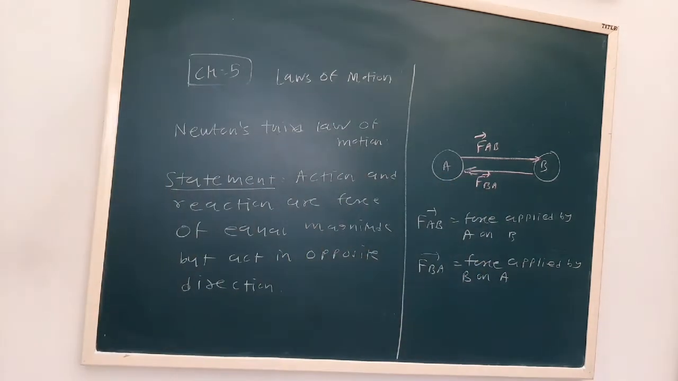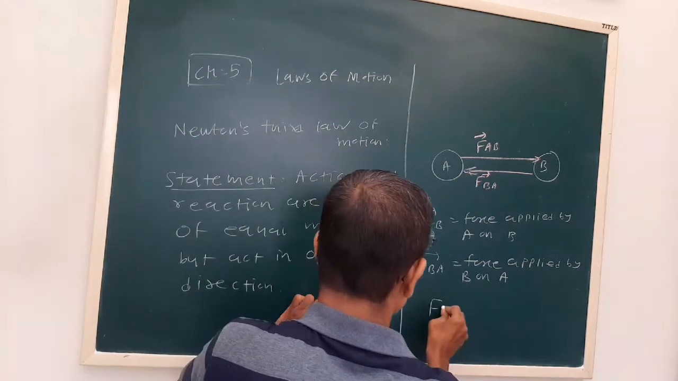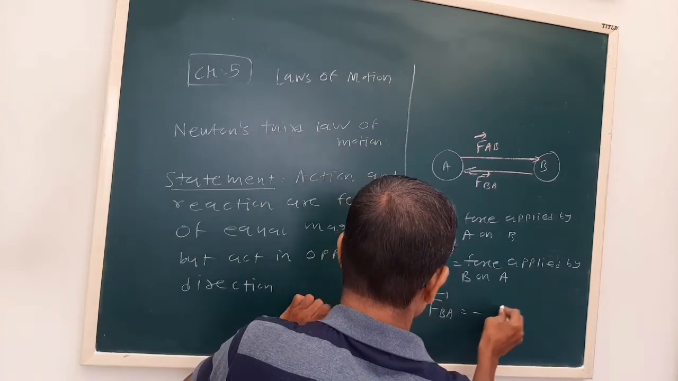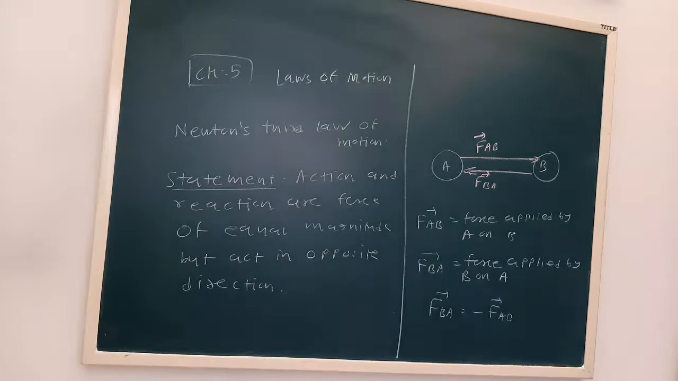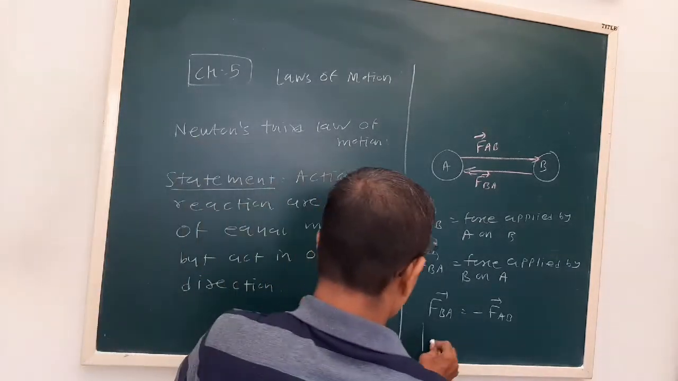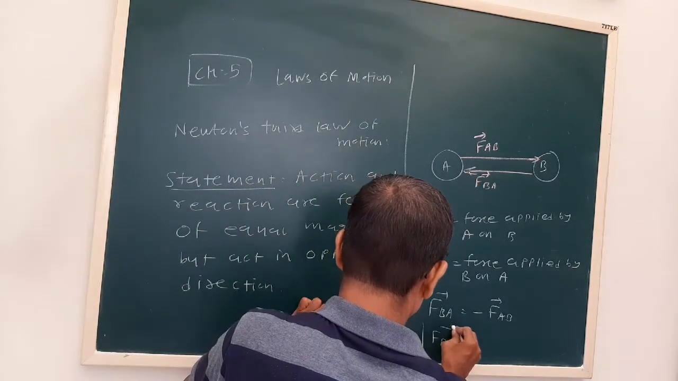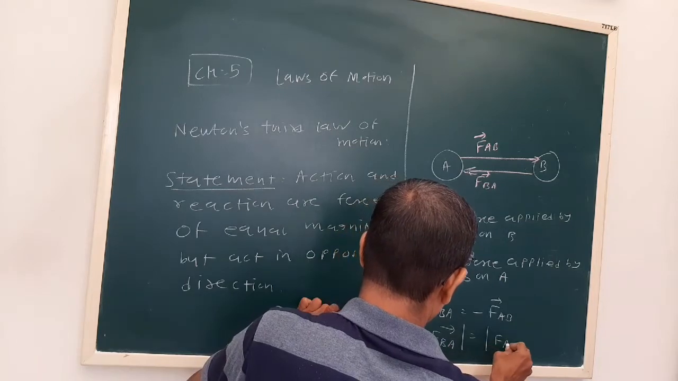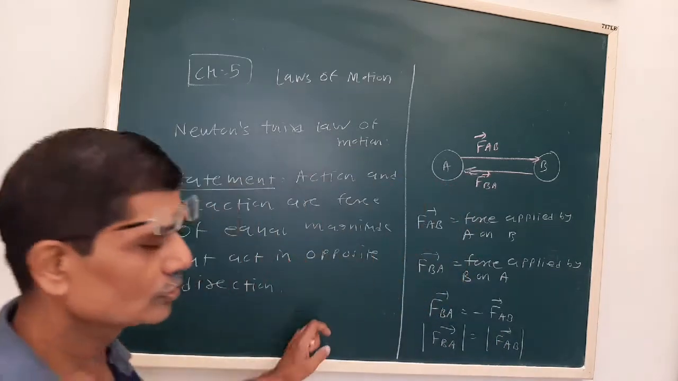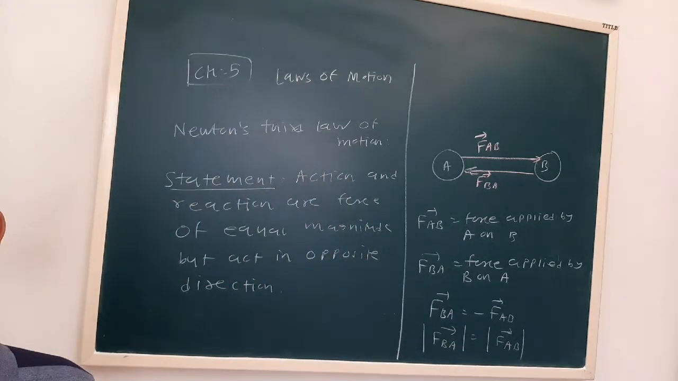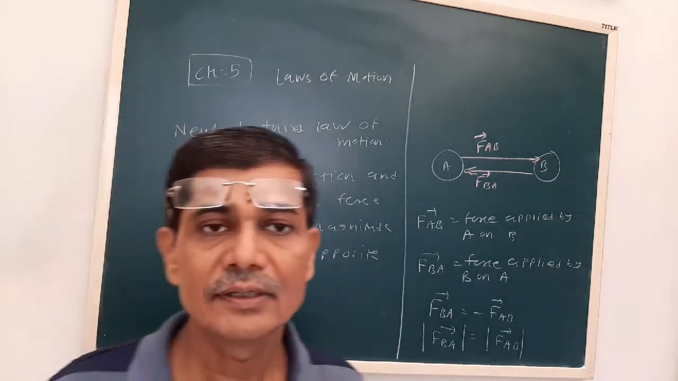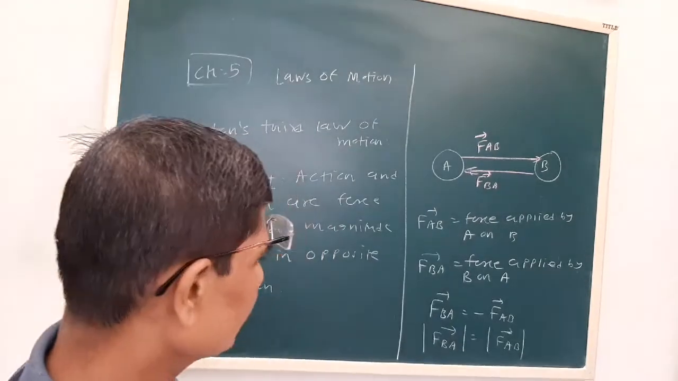By the third law, FAB and FBA, the negative sign shows they are in mutually opposite directions. But if I talk of the magnitude, it will be equal. The magnitudes of these two forces FAB and FBA will be equal, of equal magnitude and in opposite direction.